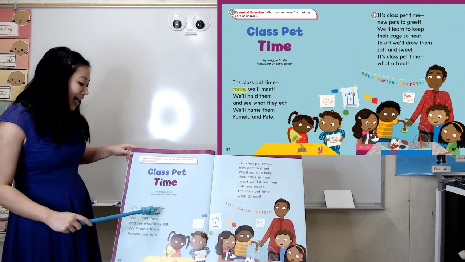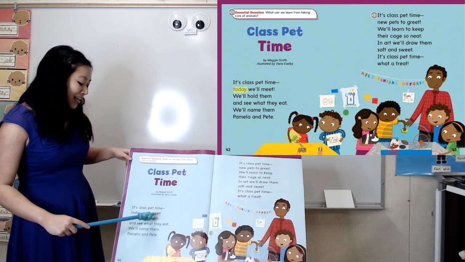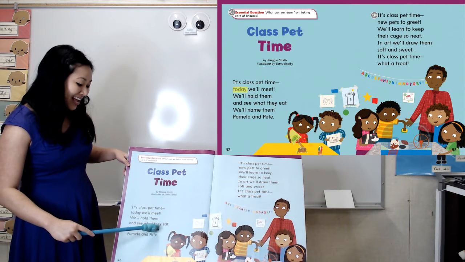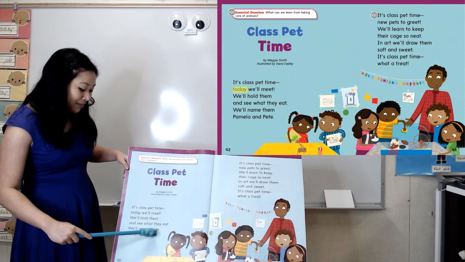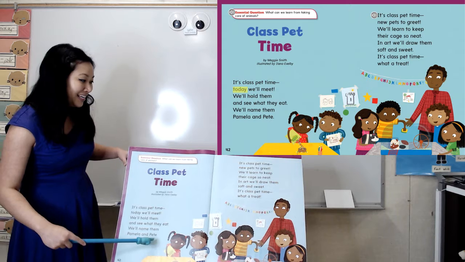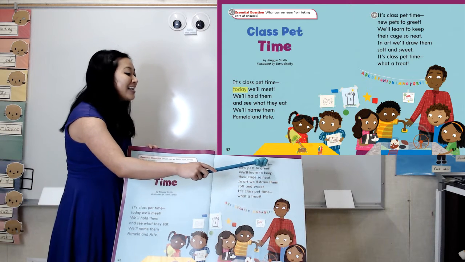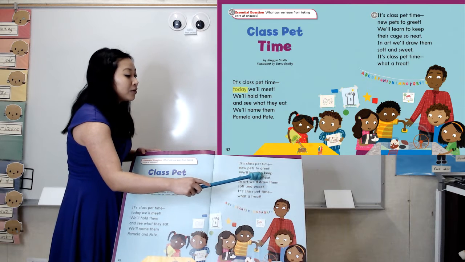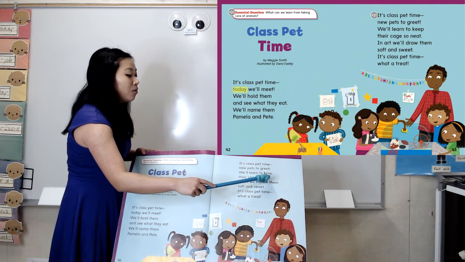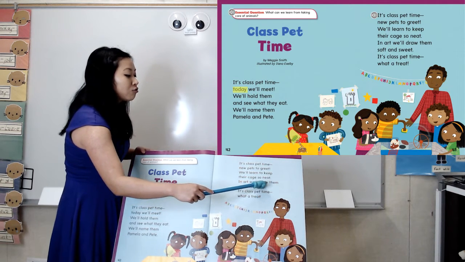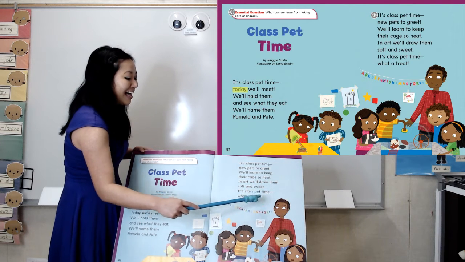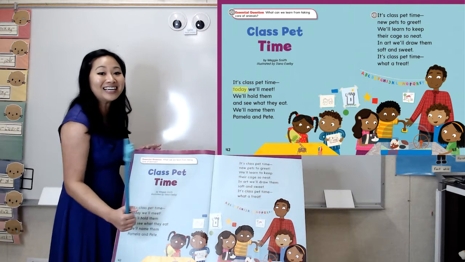It's class pet time. Today we'll meet. We'll hold them and see what they eat. We'll name them Pamela and Pete. It's class pet time. New pets to greet. We'll learn to keep their cage so neat. In art we'll draw them soft and sweet. It's class pet time. What a treat.